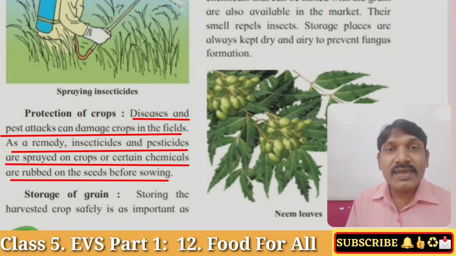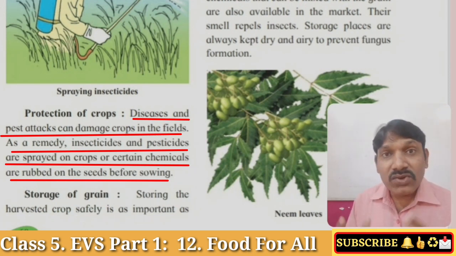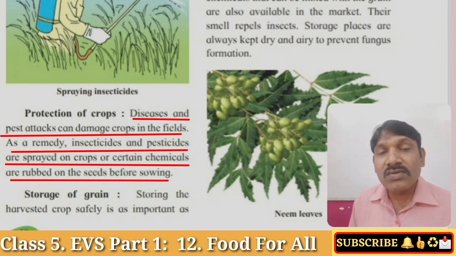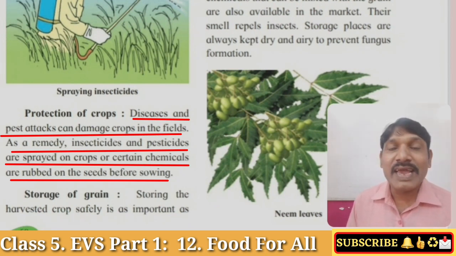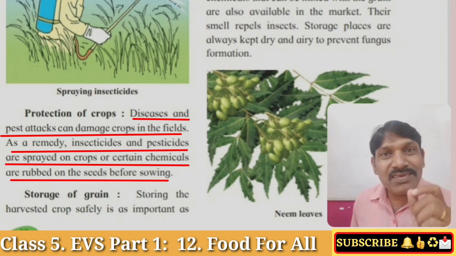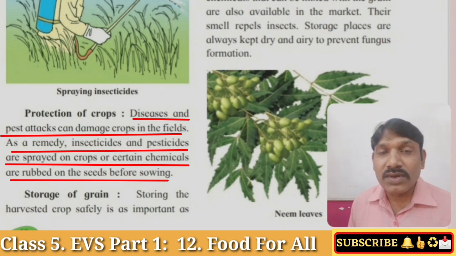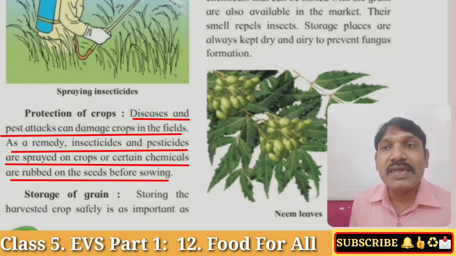See students, after getting grains we need to store them, but before that, when the crops grow up, we need to take care of the crops. Why do we need to take care of the crops? Because diseases and pest attacks can damage our crops in the field. And students, what do we mean by pest? Pests are the insects that can damage the crop. Okay students? Yes, so here we can find pest attacks on the crops, and because of that the crops can be damaged.